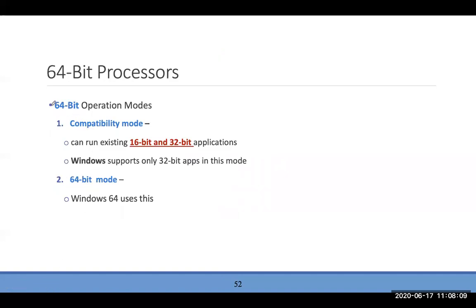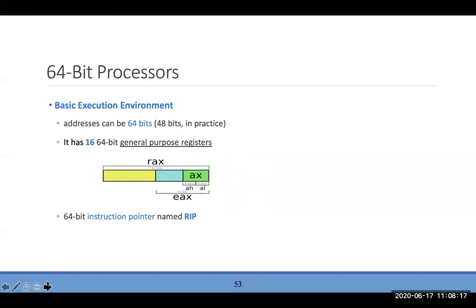Okay. So 64-bit is the same as 32-bit. It has a compatible mode, and it has a 64-bit mode as well. So for the registers, instead of EAX, which is 32-bit, now you're saying RAX. The name is different, 64-bit. And instead of saying EIP, the extended instruction pointer, you have RIP. So this is the 64-bit instruction pointer.